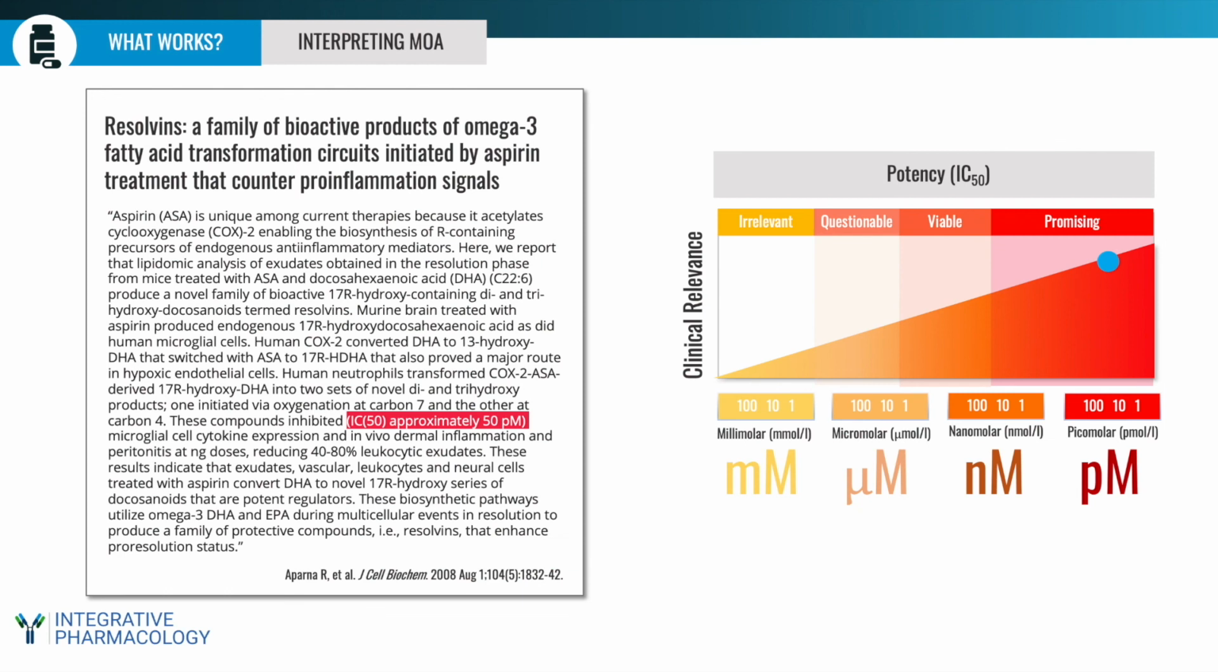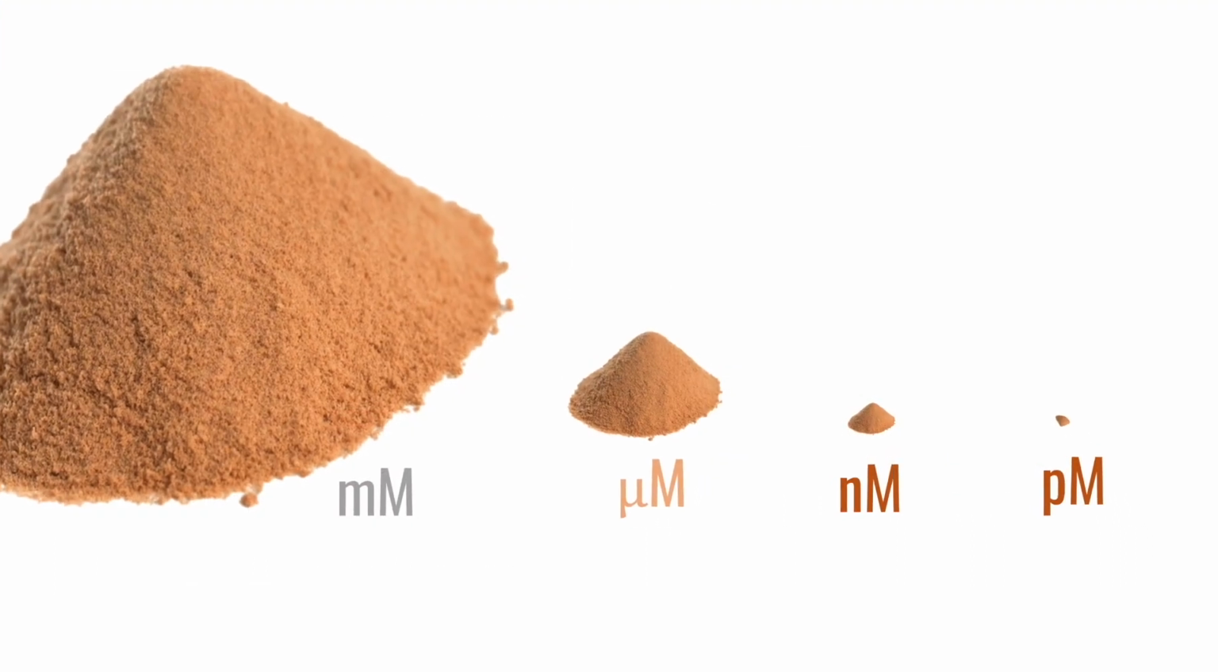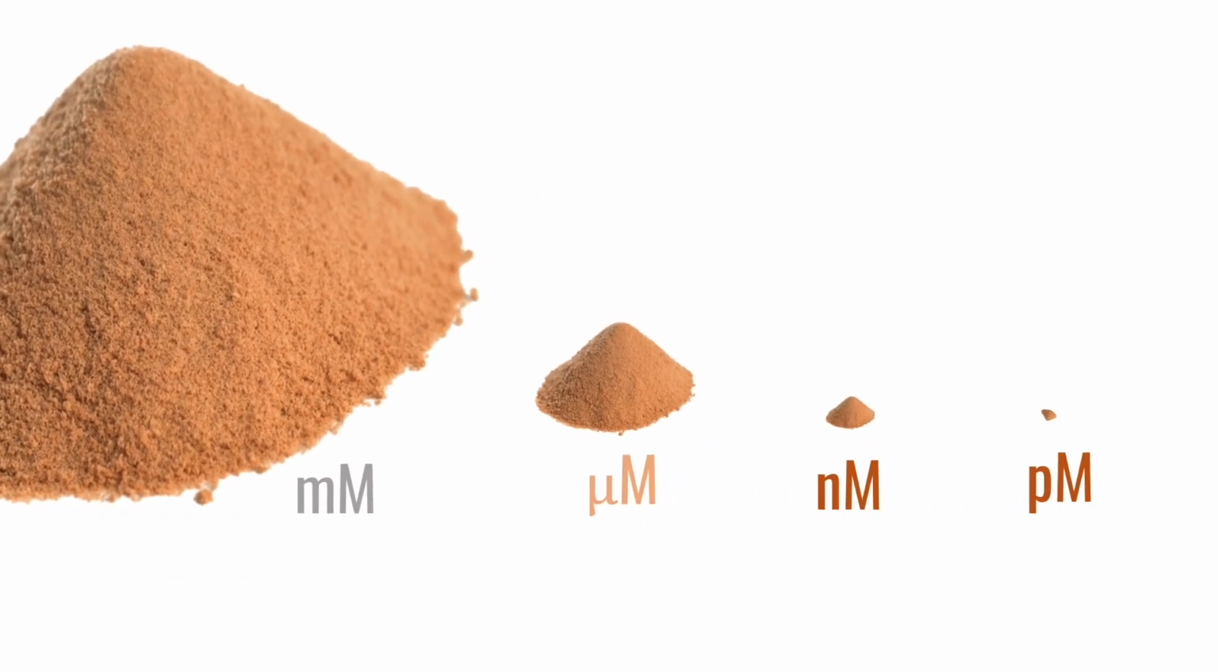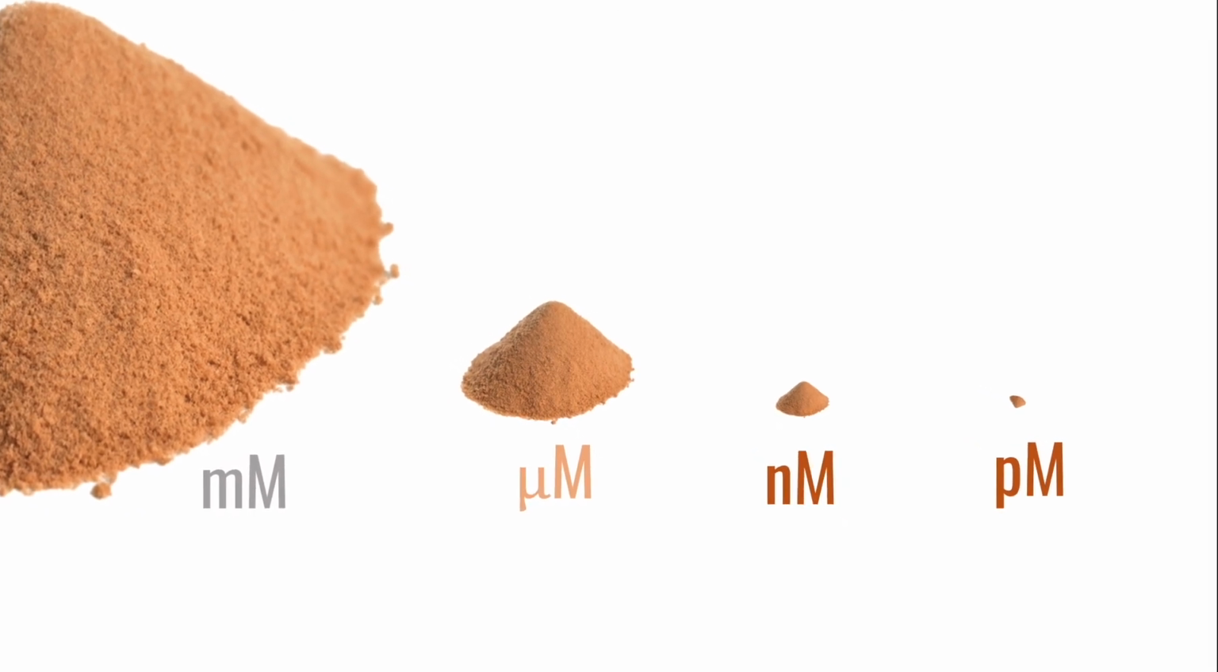This was a study on resolvins, which are derivatives of the omega-3 fatty acids involved in the resolution of the inflammatory response. And these compounds are effective in the picomolar range. So that's pretty unusual, but these are very potent compounds, and that simply means that only a small amount needs to get to the target tissue to do its job. So the mechanisms described in this study are more likely to hold up clinically.